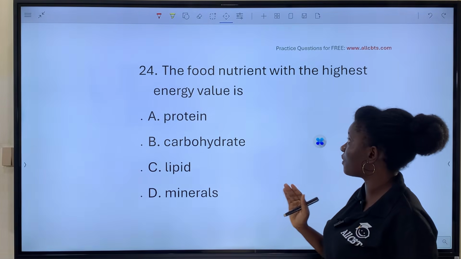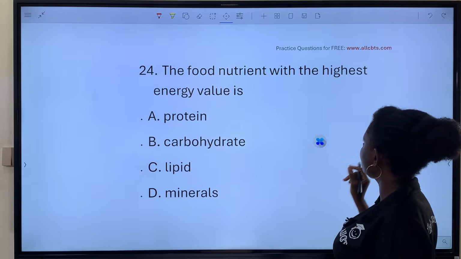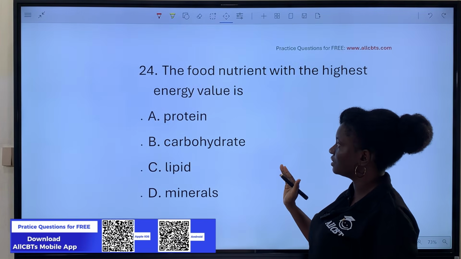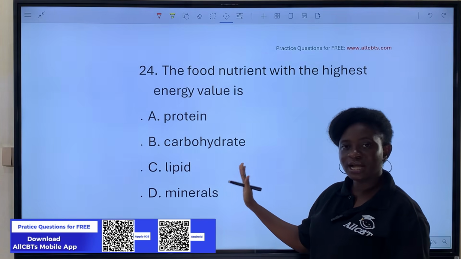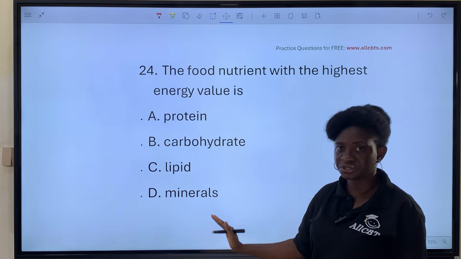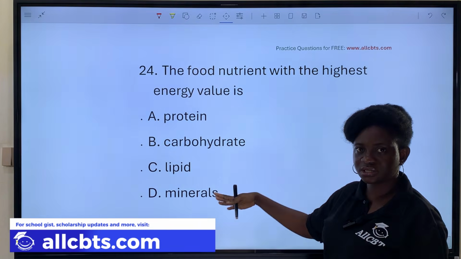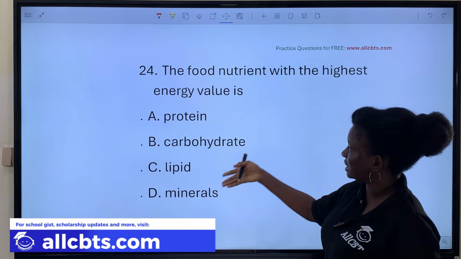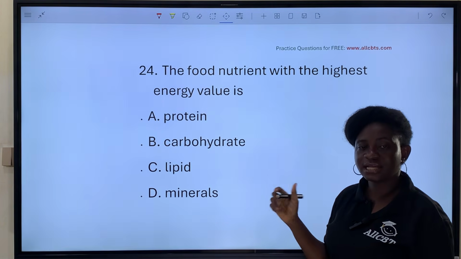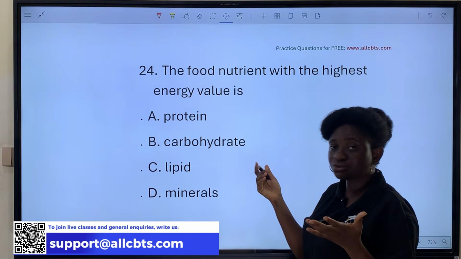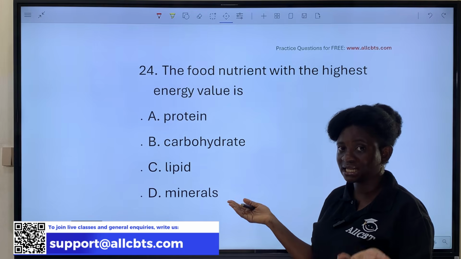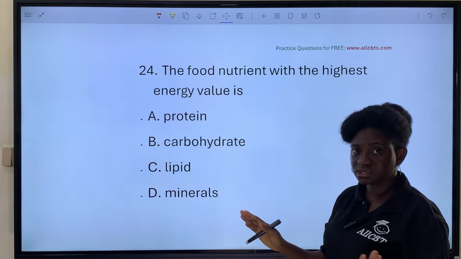Question 24. The food nutrient with the highest energy level is: A, protein; B, carbohydrates; C, lipid; D, minerals. So which of these classes of food has the highest energy level? For instance, let's take it one after the other. Which one has the highest calorie? That is what the question simply means.